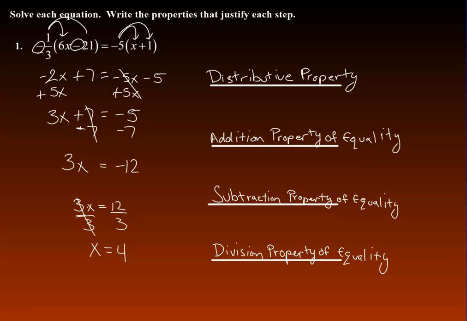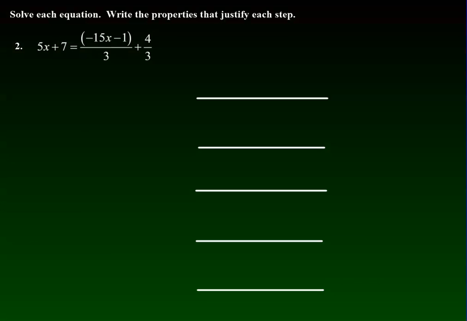So I'm going to go ahead and have you do number 2 on your own. I want you to keep in mind that since there's a 3 in the denominator here, we have to multiply by 3 first. Okay, multiply everything by 3. So go ahead and start number 2 now.